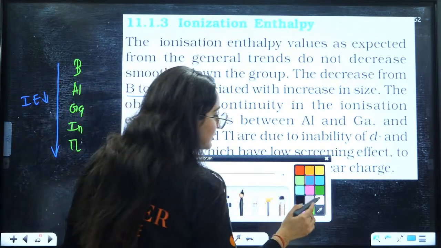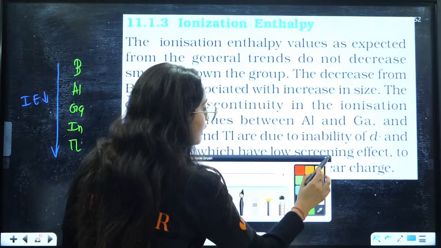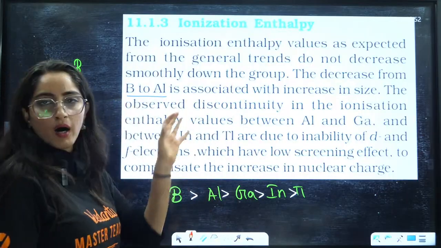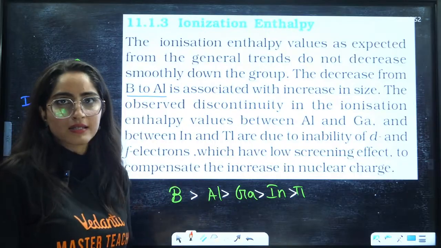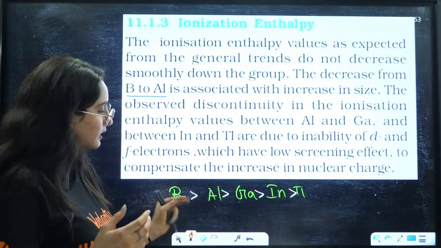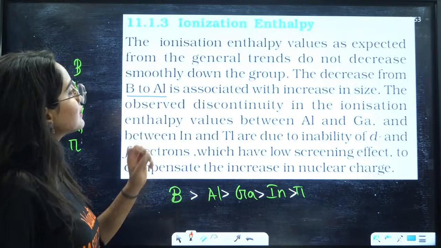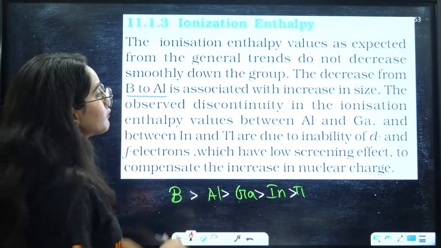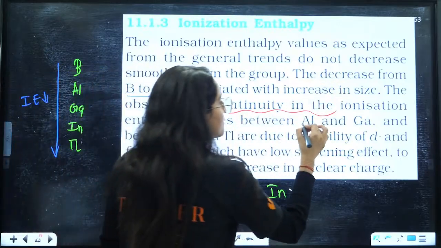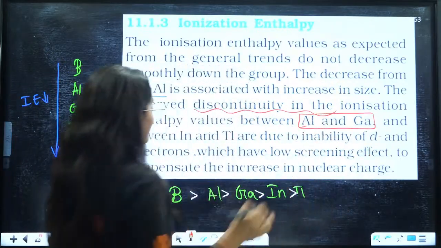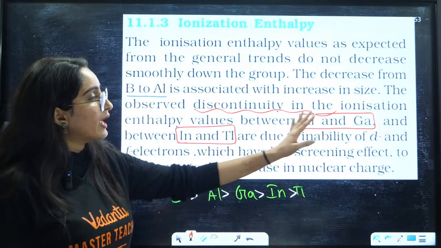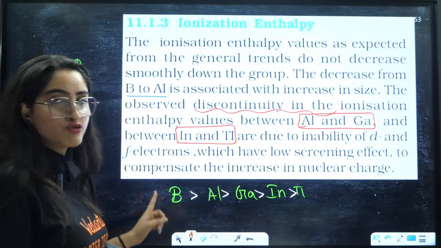Now we are saying that this is not very smooth, right? Why is this not very smooth? They are saying that from boron to aluminium there is an increase in size, so definitely there is a decrease in ionization enthalpy. Now, the next thing: the observed discontinuity in the ionization enthalpy values between aluminium and gallium and between indium and thallium are due to the inability of d electrons and f electrons.